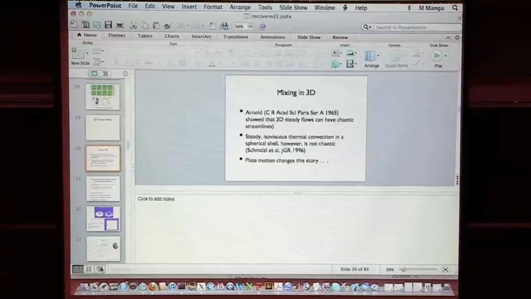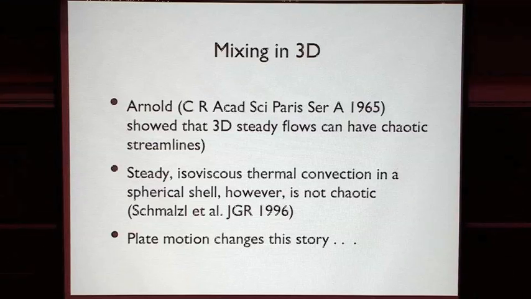The mantle is three-dimensional. In a classic paper, V.I. Arnold showed that steady three-dimensional flows can have chaotic streamlines. Remember the definition of chaotic from earlier, one of which is that things move away from each other exponentially fast in time. And this is possible in three-dimensional steady flows.